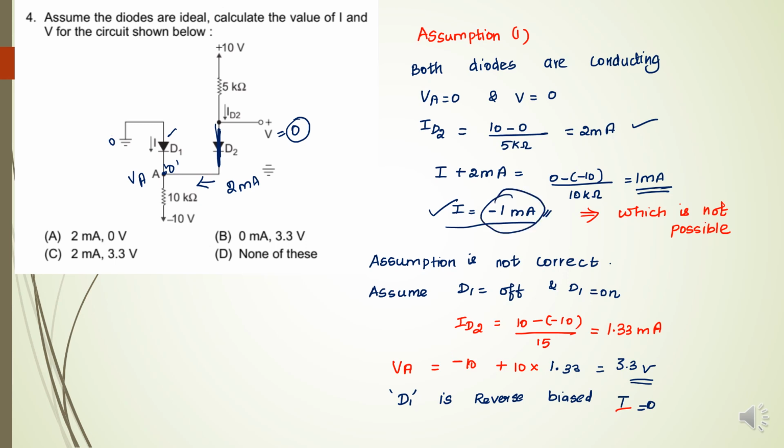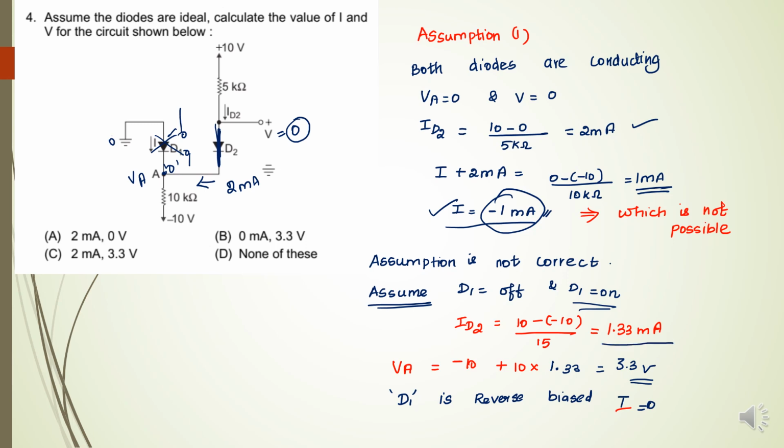So this assumption is not correct. So we have to go for the next assumption. Assume D1 is in the off condition and D2 is in the on condition. D1 off condition means, is there any current flow here? This looks like an open circuit, so no current is flowing. Okay, now what about ID2? ID2 equal to 10 minus of minus 10 divided by 15. So that is equal to 1.33 milliampere.